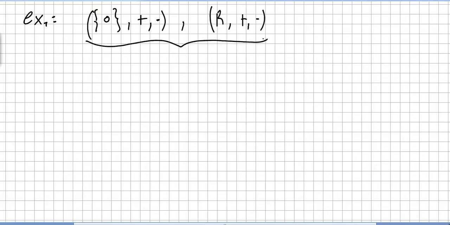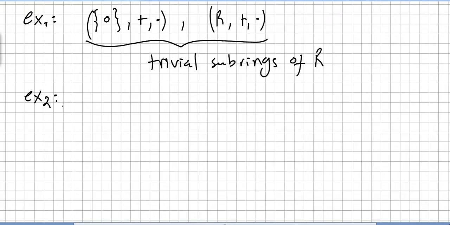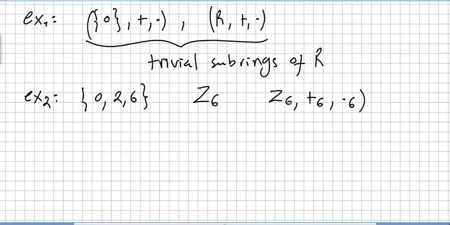Some examples of subrings. Of course, the set with the element 0, the identity, under the same operations, and the ring itself under the same operations. These two are the trivial subrings of R. Another example: the set {0, 2, 4} is a subring of Z6. We are considering here Z6 under addition modulo 6 and multiplication modulo 6. You can check that this set is a subring of Z6.